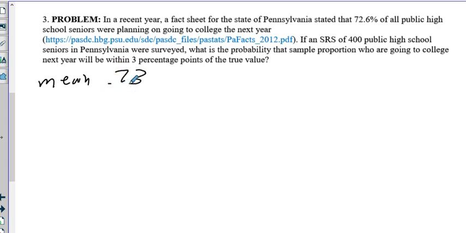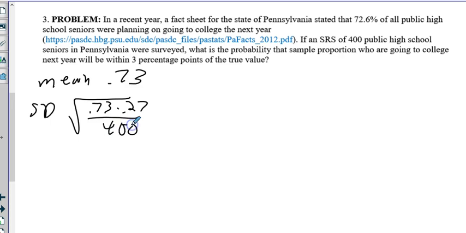Our standard deviation is going to be the square root of 0.73 times 0.27 divided by 400. And that's going to give me 0.02 for standard deviation. So again, 73% plus 2% plus 2% and so forth.